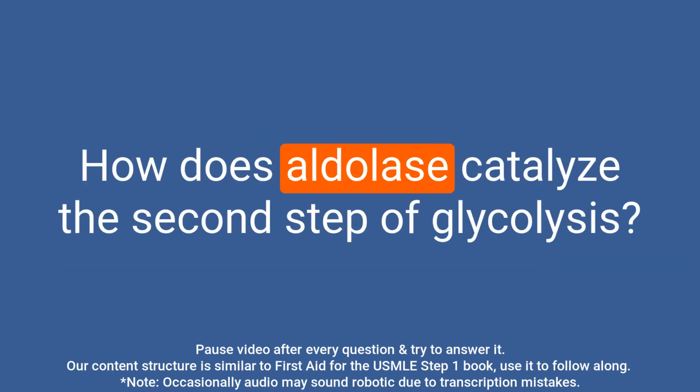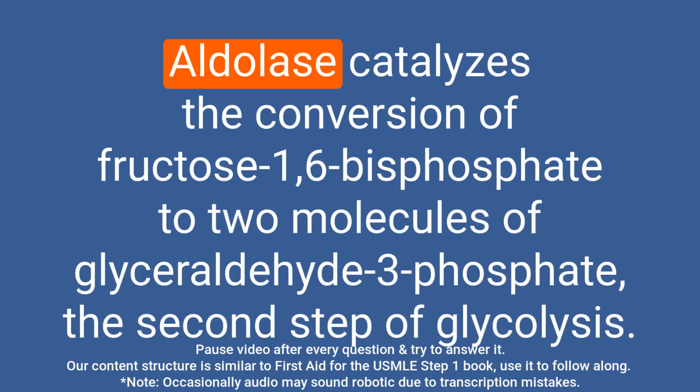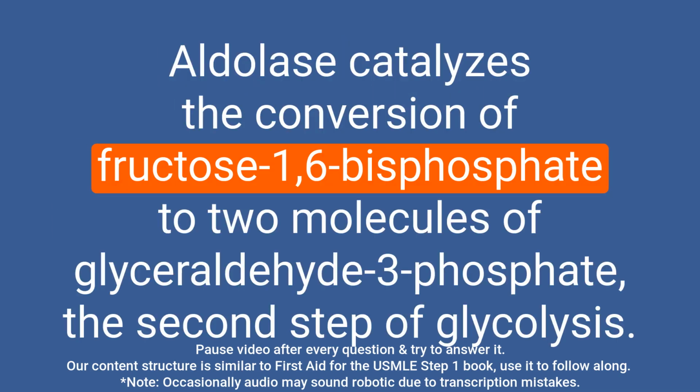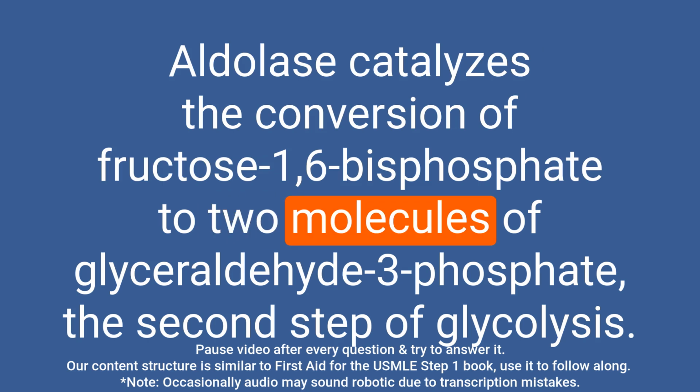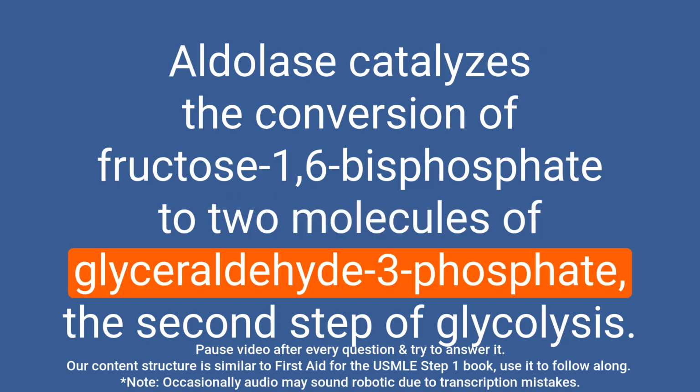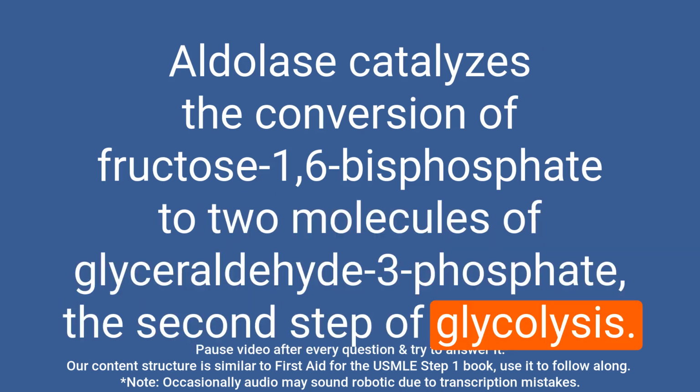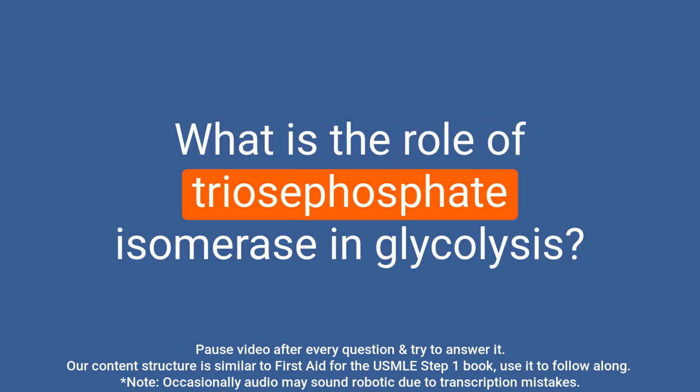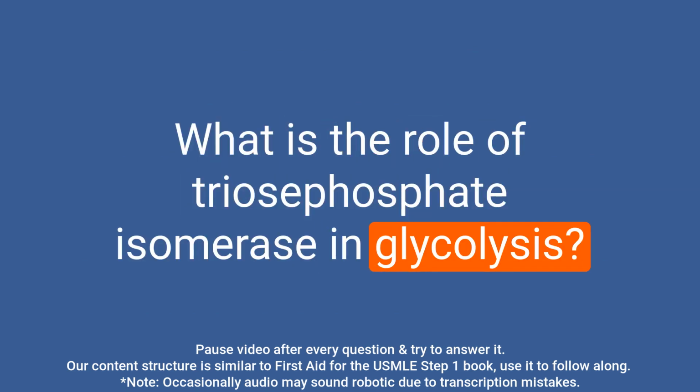Question: how does aldolase catalyze the second step of glycolysis? Answer: aldolase catalyzes the conversion of fructose 1,6-bisphosphate to 2 molecules of glyceraldehyde 3-phosphate, the second step of glycolysis. Question: what is the role of triosephosphate isomerase in glycolysis?